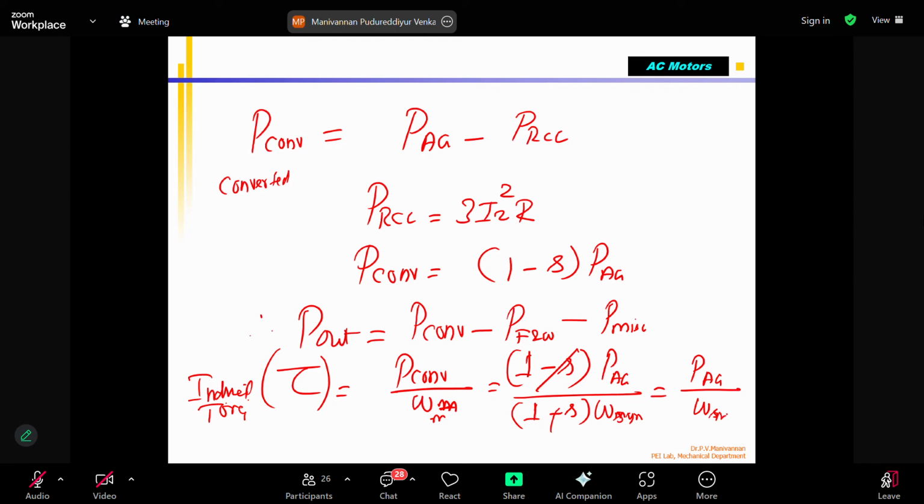Tomorrow we'll do some problems because you can expect some problems from this formula. Your midterm exam has it mentioned. We'll do one or two problems so that you get a better understanding of how the input AC power is converted to mechanical power. P_AG is the mechanical output power available, which is proportional to the air gap power.